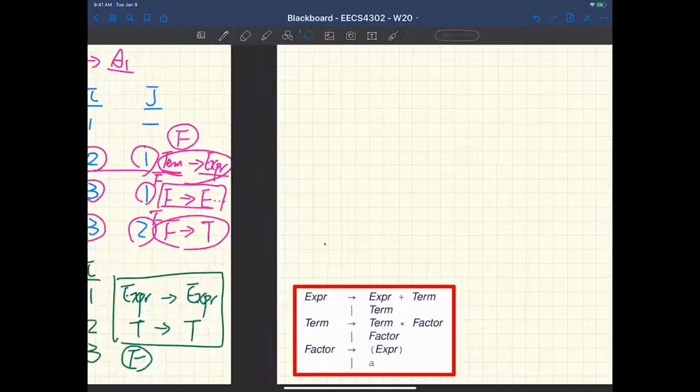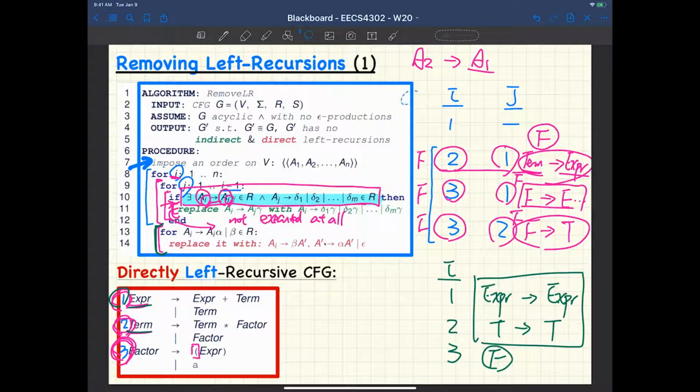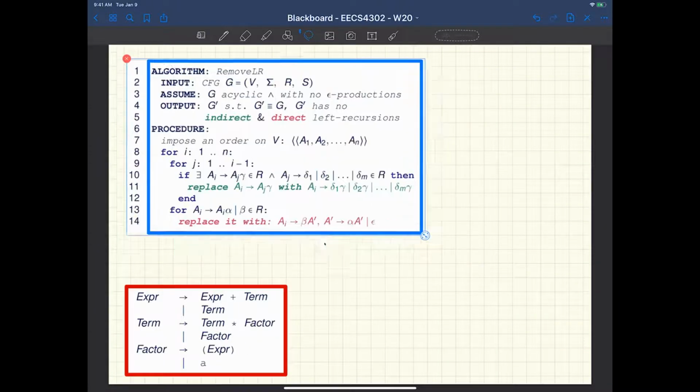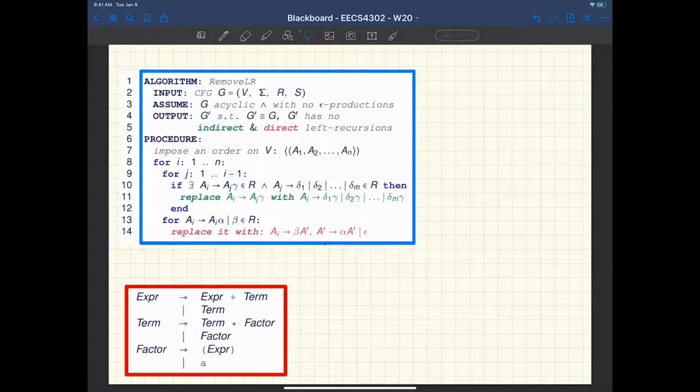Okay, let me get a clean version in another one. Assuming that we already finished executing this particular part, so this part is already done, let's say. So now when i is equal to 1, we do have expression produces expression. So this particular guy is a direct left recursion. So how do we remove it?